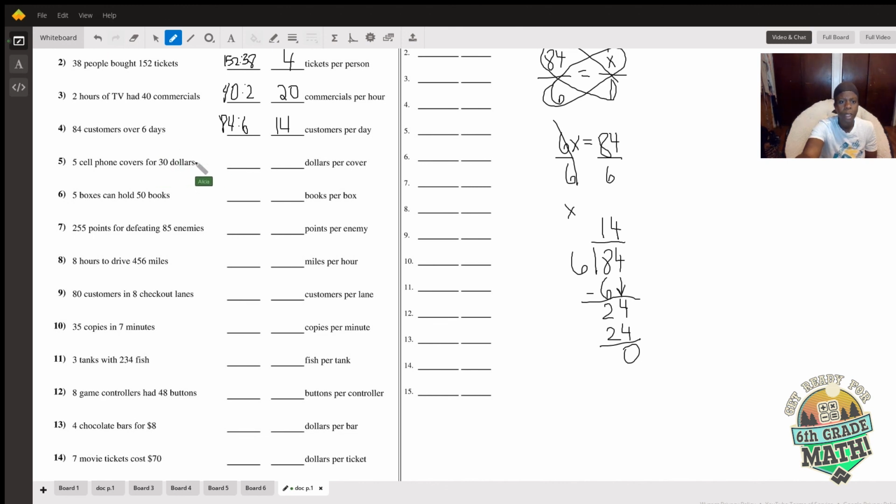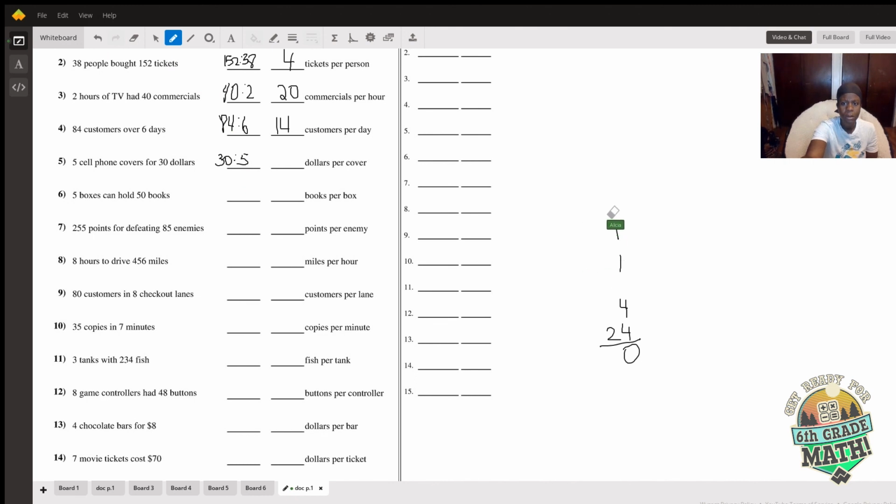All right, so 5 cell phone covers for $30. We're finding dollars per cover. This is the amount of dollars, so that comes first in the ratio. This is the amount of cell phones, so that comes second. So 30 to 5. And then we set up the proportion. We have 30 over 5, and that is equal to x over 1.